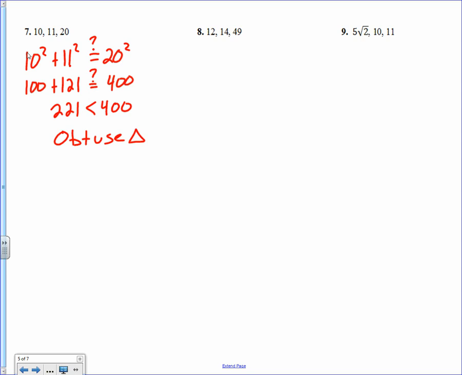Number 8. Did we catch it yet? Giving you a pause to actually look at it again. 12 plus 14 is 26. 26 is less than 49. This is not a triangle.